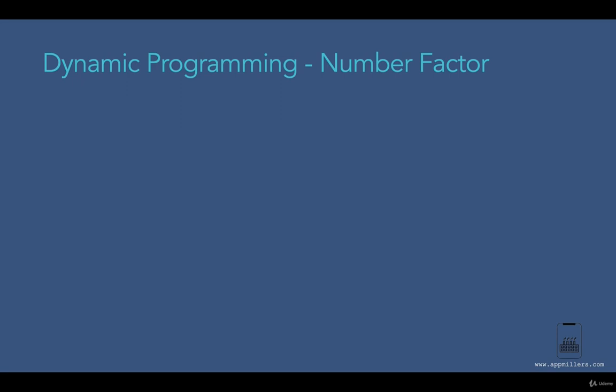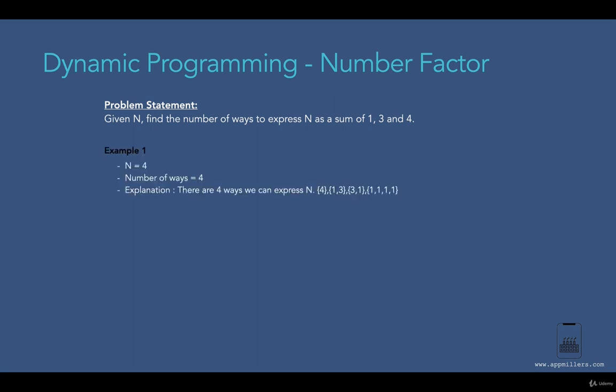So the problem statement is like this. We are given the number n, and we need to find out the number of ways to express n as a sum of 1, 3, and 4. I have explained this problem in our previous section, so to understand this definition very clearly, I'm just going to show you two quick examples. Let's say we are given the number 4, so we need to find out the number of ways it can be expressed using 1, 3, and 4.